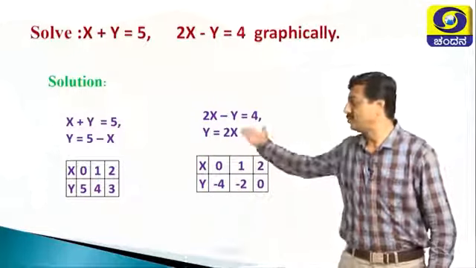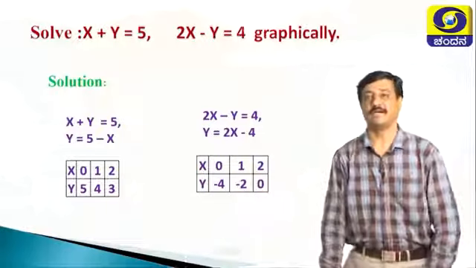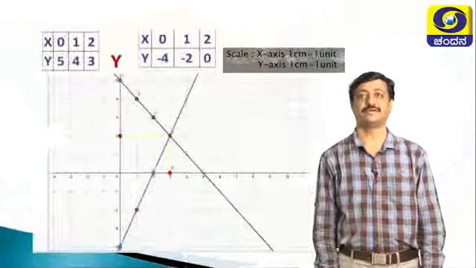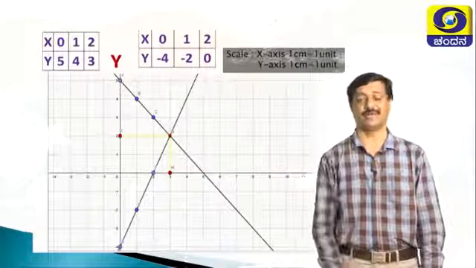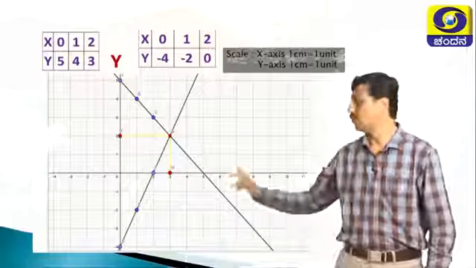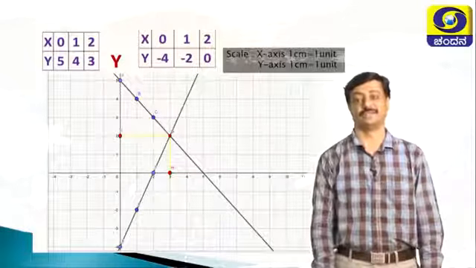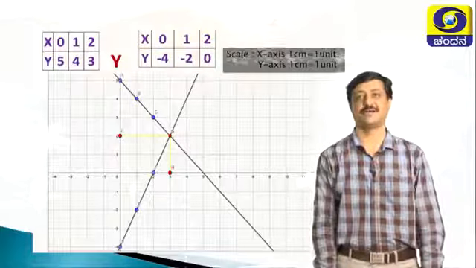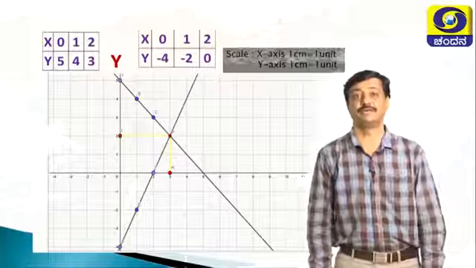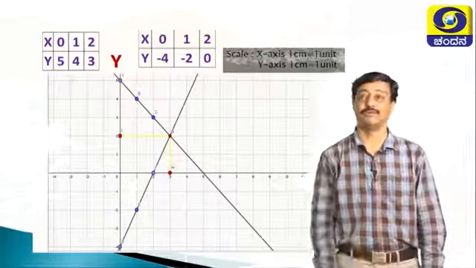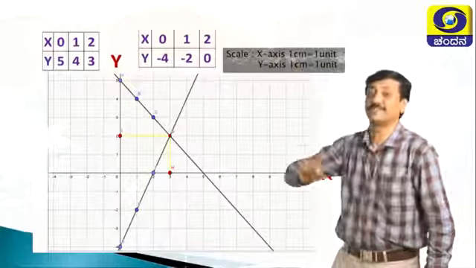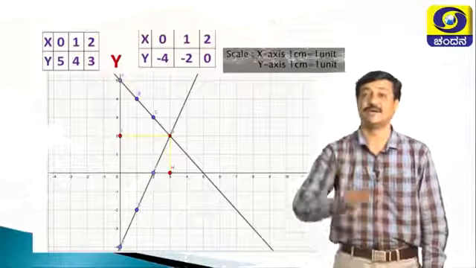After getting these 2 tables, let us plot a graph on the graph sheet. Now you have to take a graph sheet and draw a horizontal line called x axis and a vertical line called y axis. The point of intersection of these two axes is called the origin. After drawing these two axes, we have to locate the points from the first table. The first point is 0, 5. We have to locate 0, 5. Before that, you must write the scale. Scale is very, very important from the examination point of view. Otherwise, you will lose half marks.